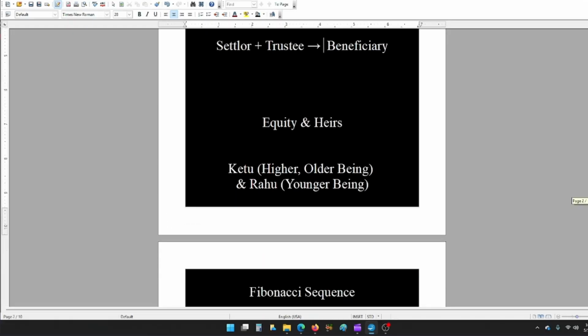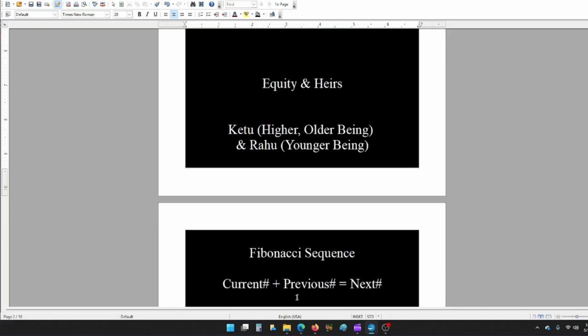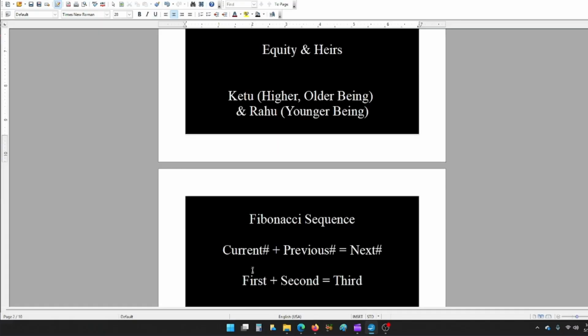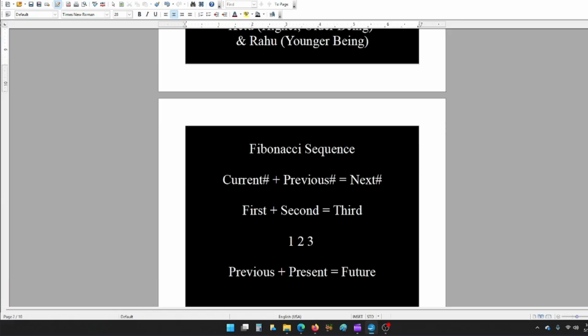What is the Fibonacci sequence? Fibonacci sequence is the current plus the previous equals the next, which is the past plus the present equals the future. We have first plus second equals third. Just like here, 1, 2, 3. First plus second leads to third. First plus second equals third. Previous plus present equals the future. 1, 2, 3. Fibonacci. But there's more.